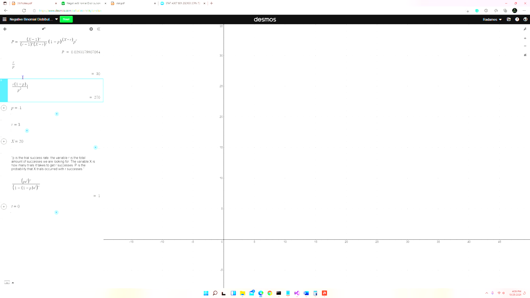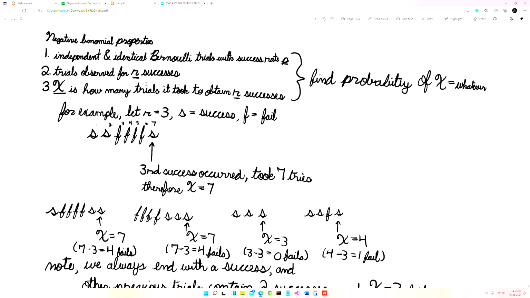So, when we're doing problems about negative binomial distributions, there's only really three things that we care about. Number one is the independent and identical Bernoulli trials with the success rate p. So just a variable p, which means that every time we run a trial, there is a success rate, which is the rate at which a trial is a success.